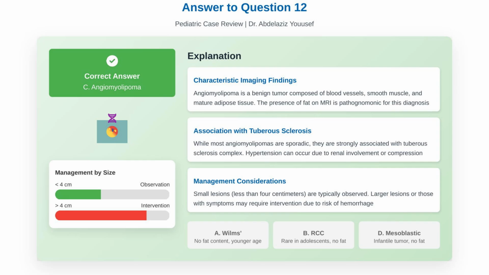Wilms tumor does not contain fat and typically occurs in younger children. Renal cell carcinoma is rare in adolescents and does not show fat content on imaging. Mesoblastic nephroma is an infantile tumor that also does not contain fat.